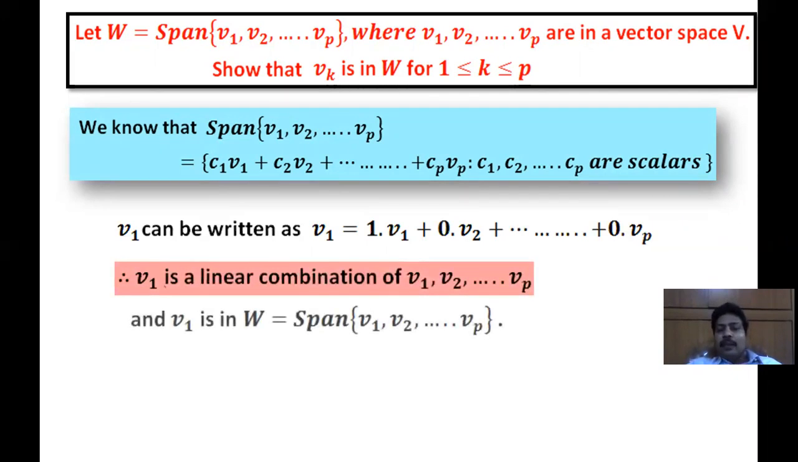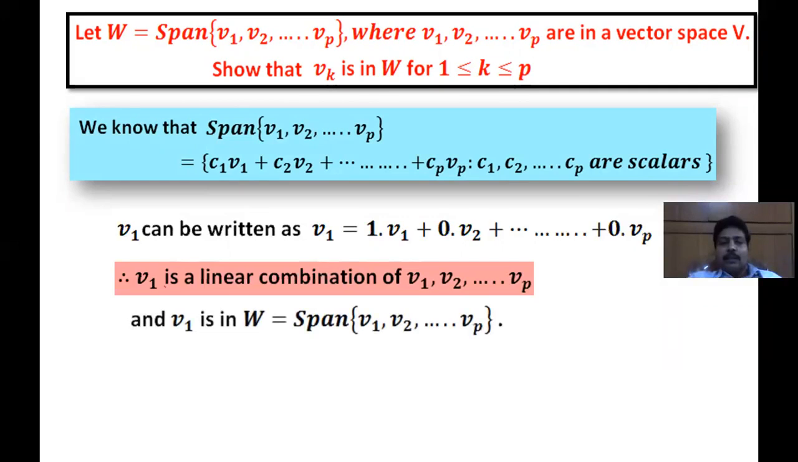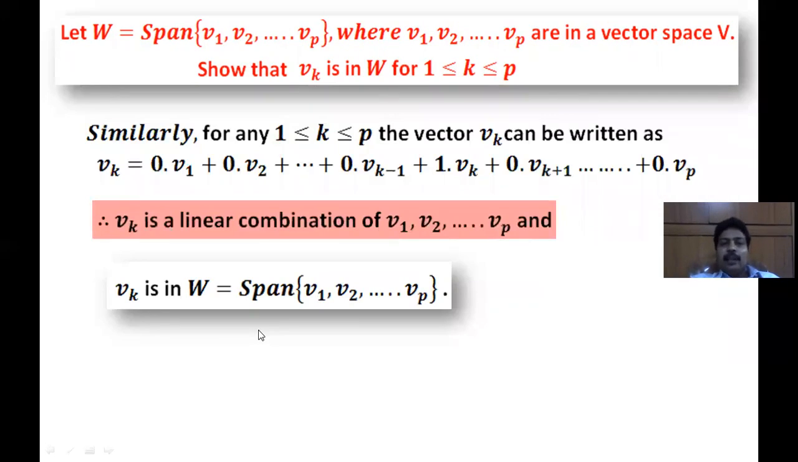So V1 is in the span of those P vectors. So that is nothing but W. So V1 is in W. Similarly, this argument can be continued for any vector in that set.